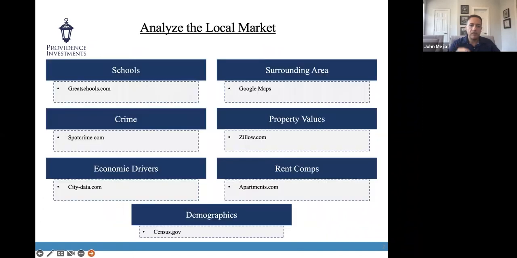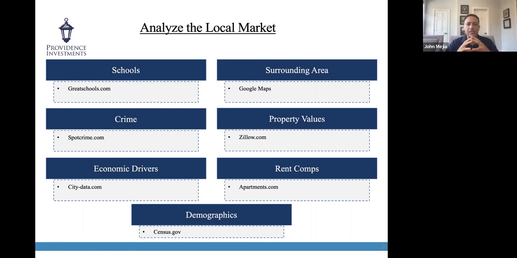So let's dive into the analysis of the local market. As I mentioned, schools and surrounding areas are very important. I'm going to give you some websites that I like to use here. Greatschools.com. It's a great website.